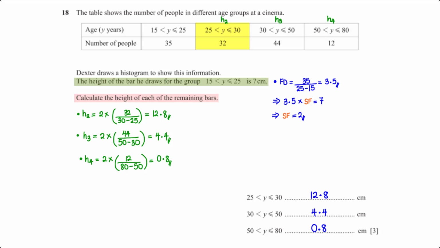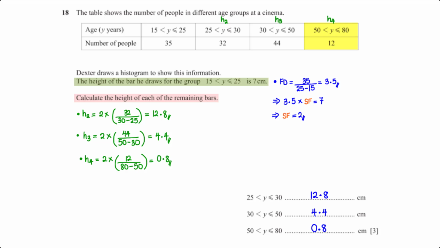So for the interval y is greater than 25 and less than or equal to 30, its height will be 2 times the frequency density, which is 32 divided by 30 minus 25. This gives us 12.8 centimeters. For the interval y is greater than 30 and less than or equal to 50, its height will be 2 times the frequency density, which is 44 divided by 50 minus 30. This gives us 4.4 centimeters.